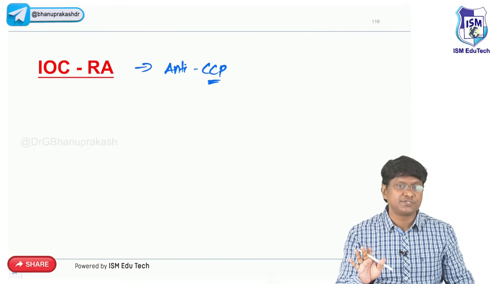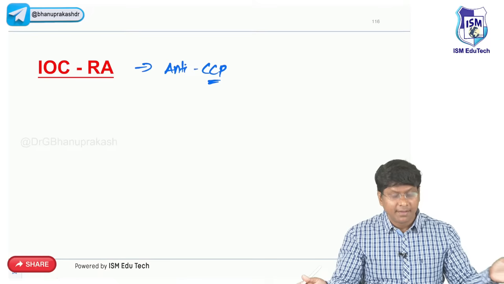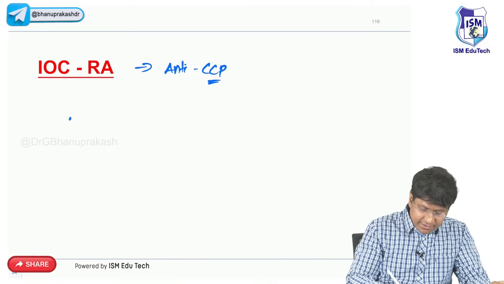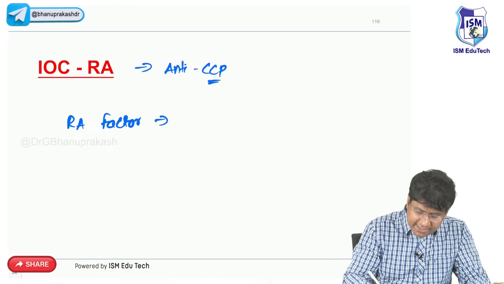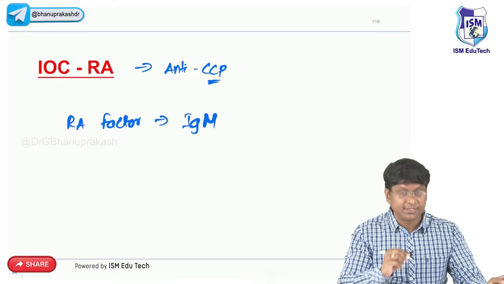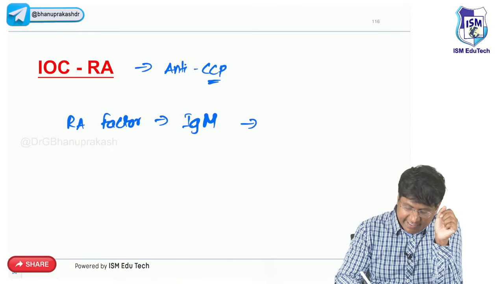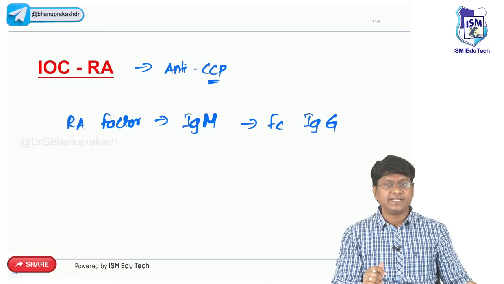RA factor is non-specific, right? RA factor is present in multiple other conditions also. So that is the reason why the investigation of choice will be the anti-CCP. And this RA factor is also an antibody. And what type of antibody is the RA factor? It is an IgM antibody, which is directed against the Fc portion of the IgG.